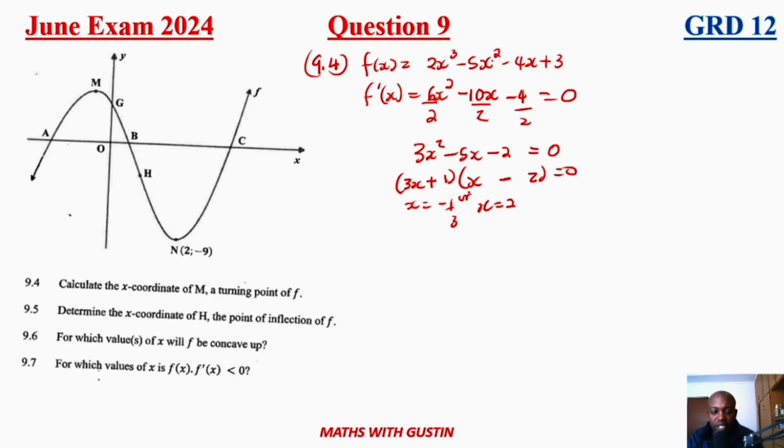Right, so therefore -1/3 will definitely be the x coordinate of M. So therefore we're going to say M will be given by -1/3. So now you are left with the y value. For the y value, you need to go back to the original formula, then substitute -1/3. What did the question say? The question said only find the x coordinate, so therefore you are going to leave it here.